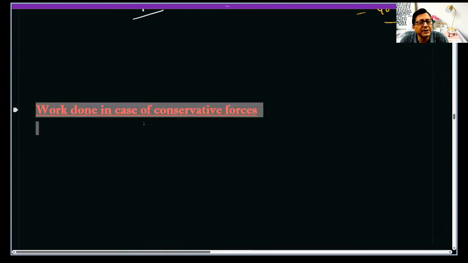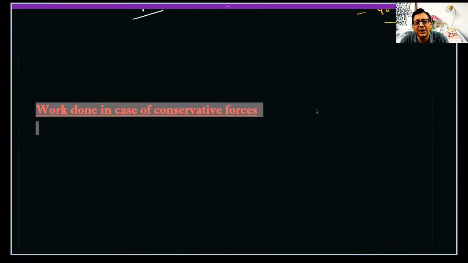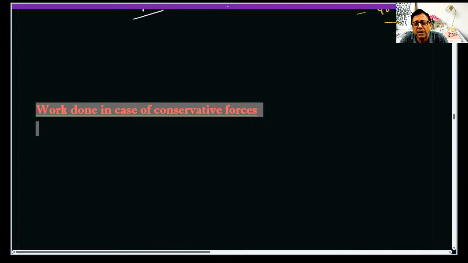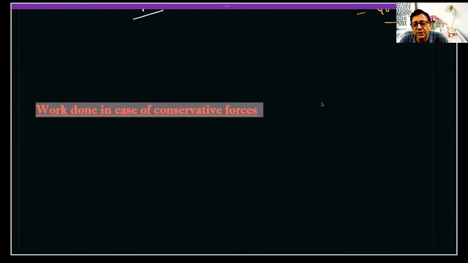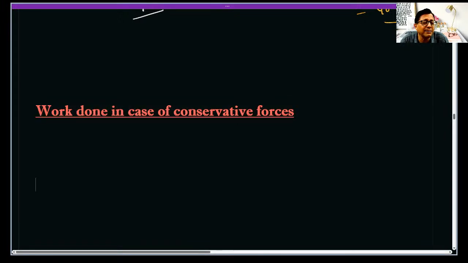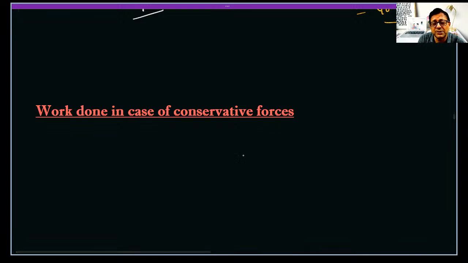Now work done in conservative forces. Work done in case of conservative forces. How do I account for this? What are the relations available there, and the concept of conservative force? The concept of conservative force I have explained briefly in theory class.